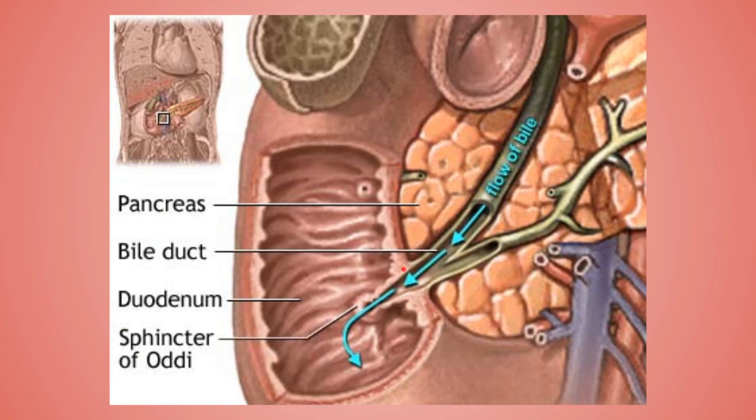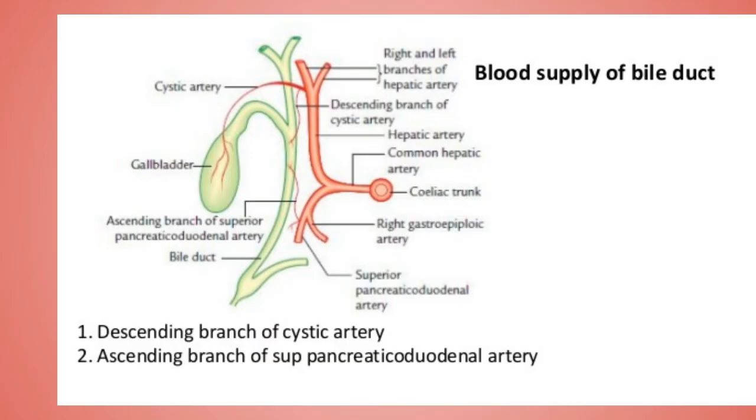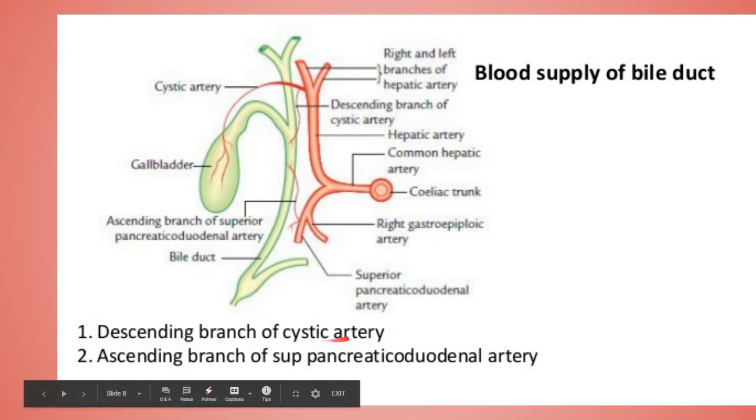Now there is one more sphincter surrounding the hepatopancreatic ampulla, and that sphincter over here is known as the sphincter ampullae or the sphincter of Oddi, which actually guards the opening and closing over here. Now the main blood supply of the bile duct and the gallbladder and the EHBA is basically two. There is the cystic artery and the superior pancreatico-duodenal artery.